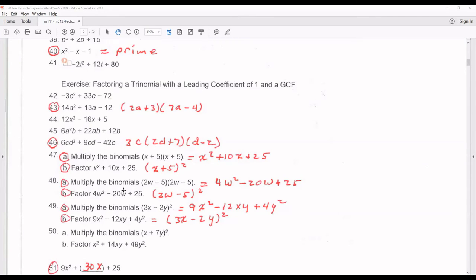48 is kind of the same sort of a thing. You have to multiply these. You get that. Then it asks you to factor that, and you go back to what you started. Number 49. You FOIL these. You get 9x squared minus 12xy plus 4y squared. You factor that. Once again, you get the 3x minus 2y quantity squared.